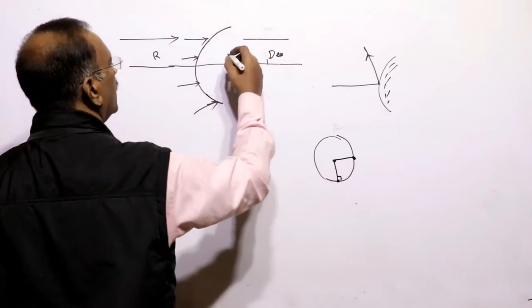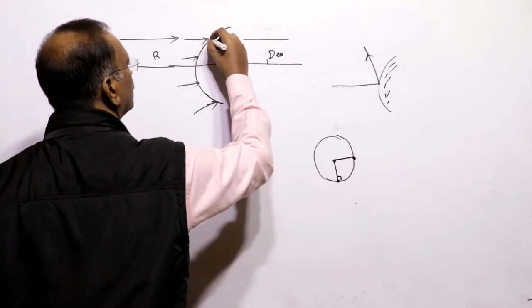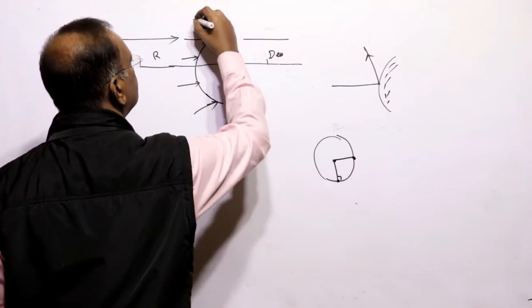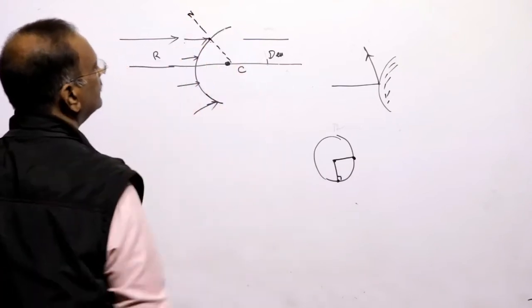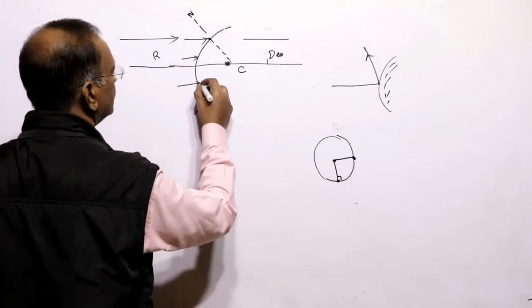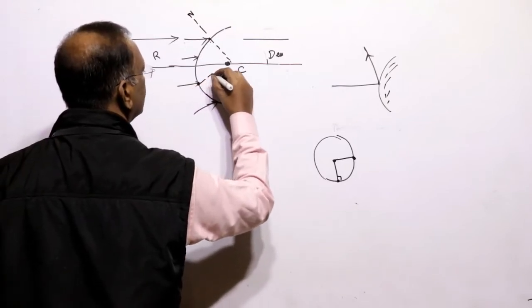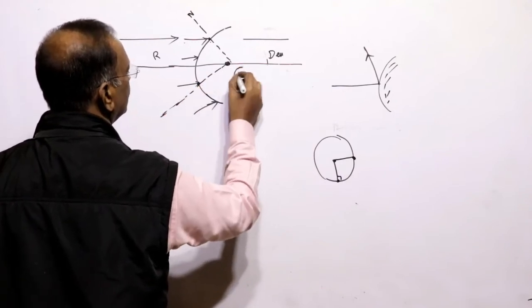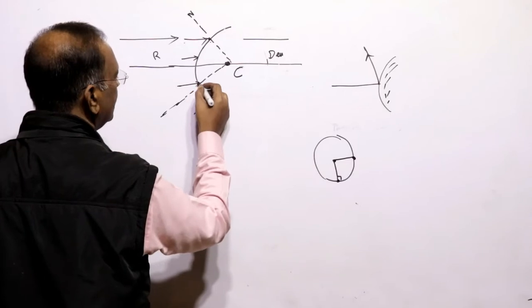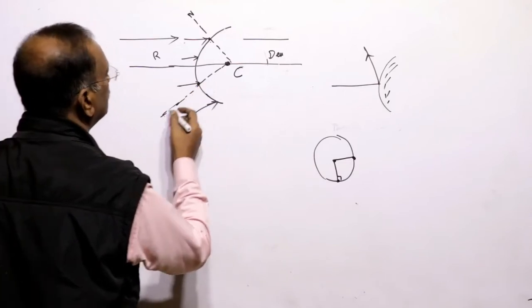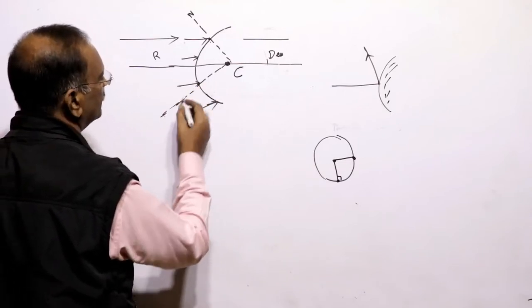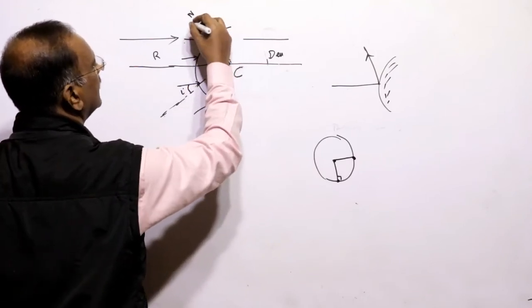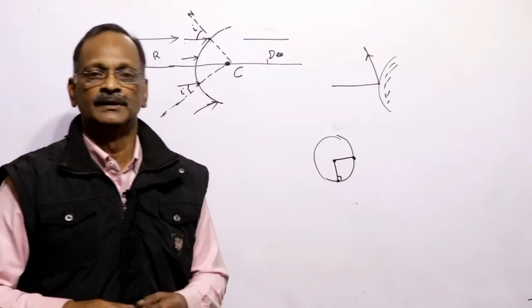In the same way, if you draw a line from the point of incidence to the center of curvature, this is the normal for this ray. For this ray, this is the point of incidence. From the point of incidence, draw a line up to the center of curvature. That is the normal. The incident ray makes an angle with the normal, and this is the angle of incidence.